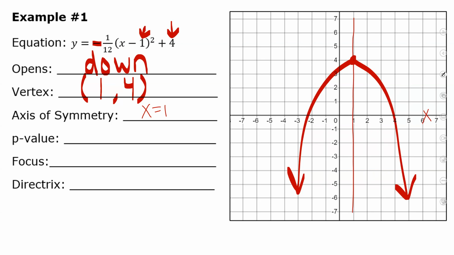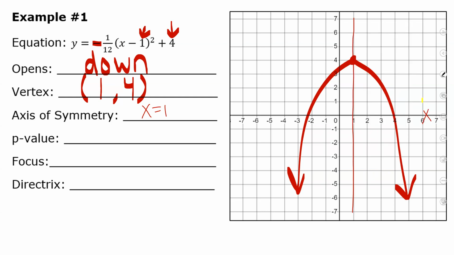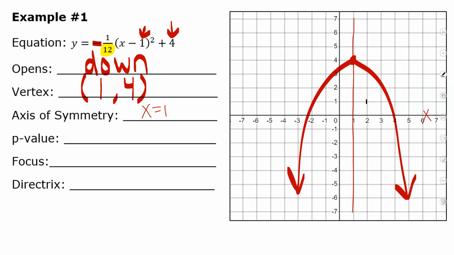Okay, now let's figure out the rest of the part. That's where our equation comes in. So let me highlight the important part that I want you to focus on. Notice this right here. This 12, remember normally the format is 4 times p. That's the equation. The format is y equals 1 over 4p.